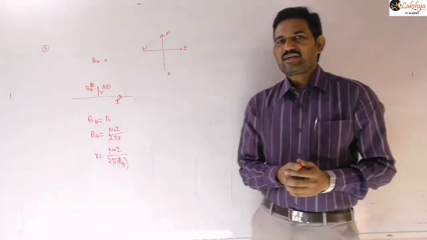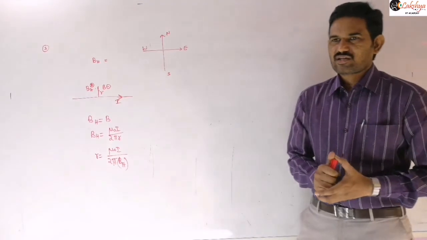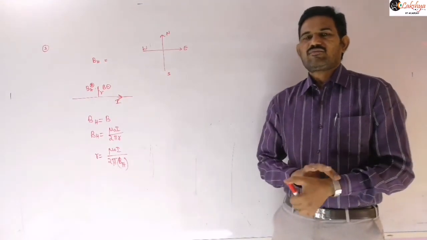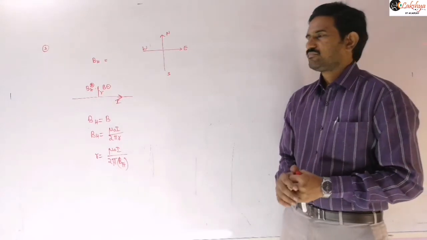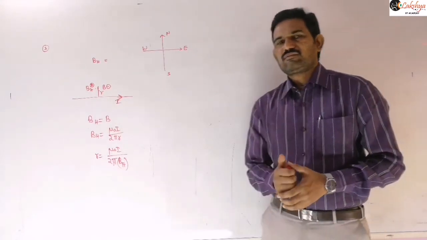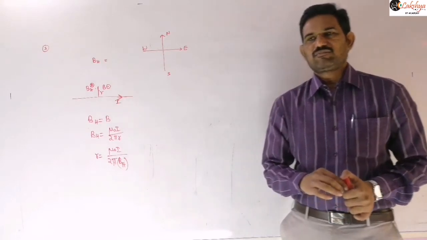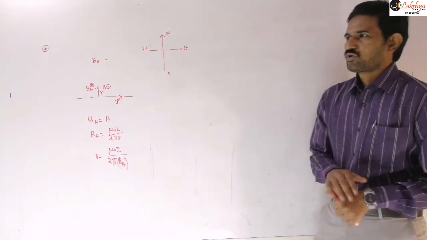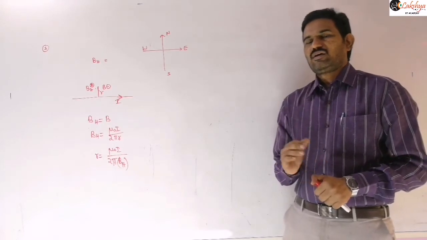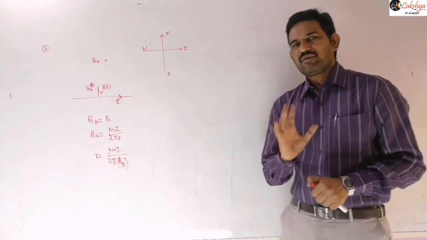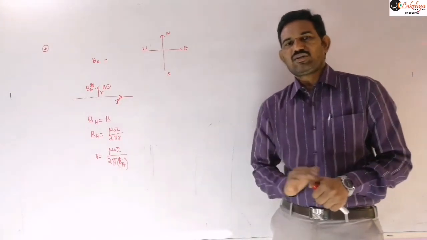If the current carrying conductor is placed along the north-south direction, then no neutral point will be formed in the presence of BH. That means only BH we are taking there, in the presence of only BH.